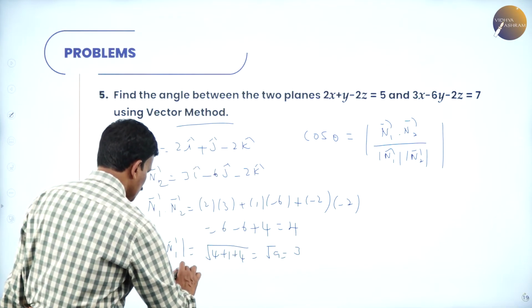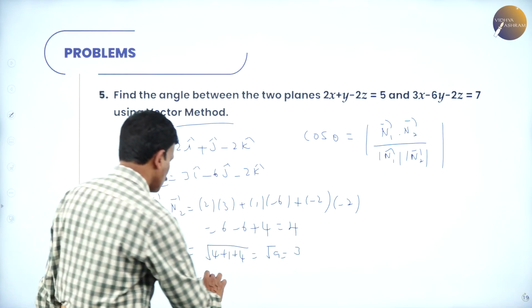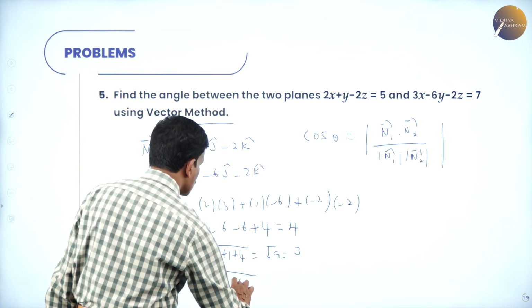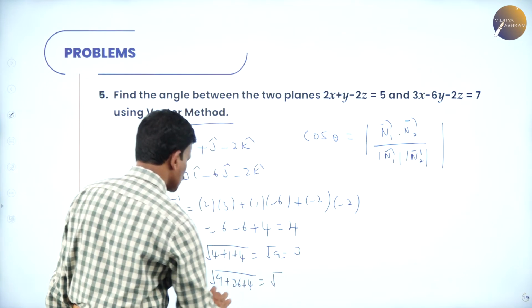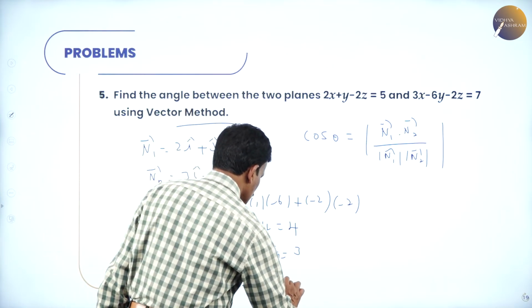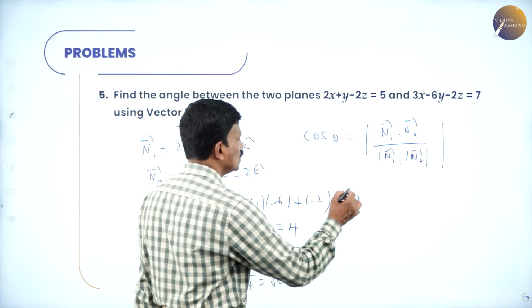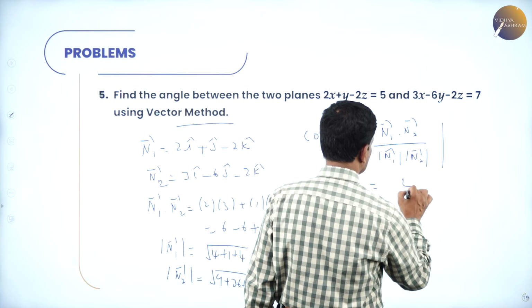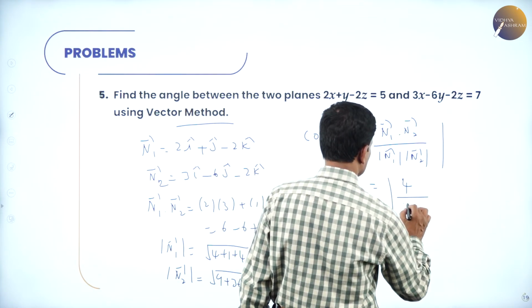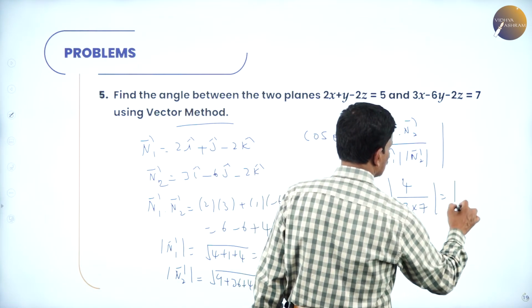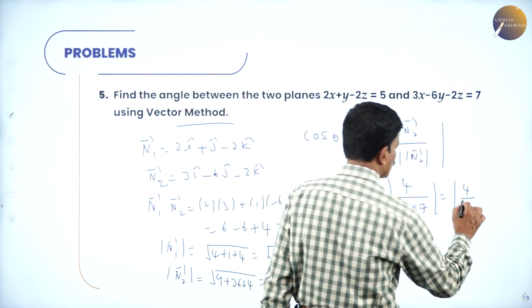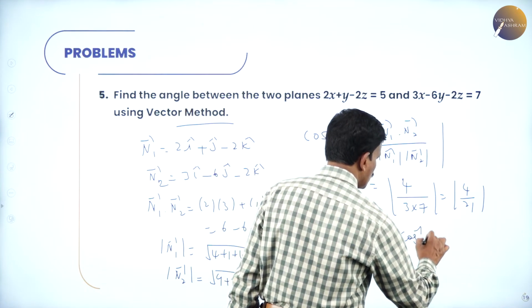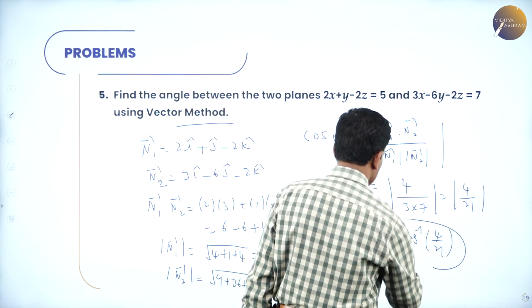Similarly, the length of vector n2 is equal to the magnitude: 3 squared is 9, plus 6 squared is 36, plus 4. So 36 plus 4 is 40, plus 9 is 49. The square root of 49 is 7. So n1 dot n2 is 4 divided by 3 into 7. This is 4 divided by 21. Therefore, the angle between the vectors, theta, is equal to cos inverse of 4 by 21.